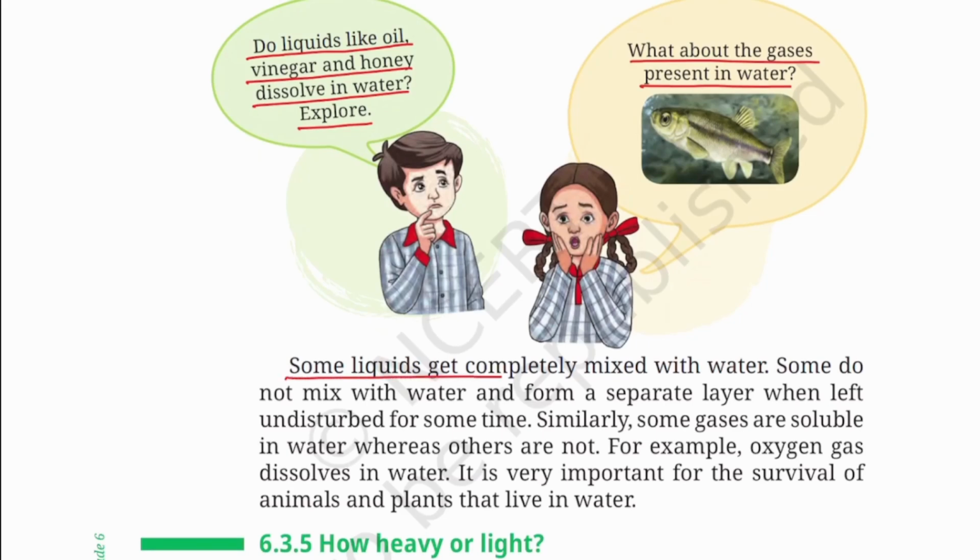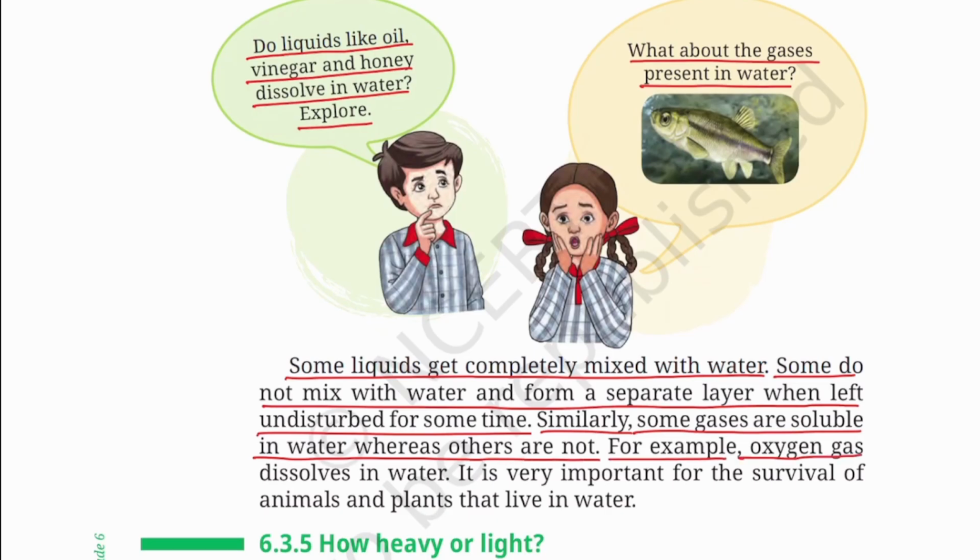Some liquids get completely mixed with water. Some do not mix with water and form a separate layer when left undisturbed for some time. Similarly, some gases are soluble in water whereas others are not. For example, oxygen gas dissolves in water. It is very important for the survival of animals and plants that live in water.